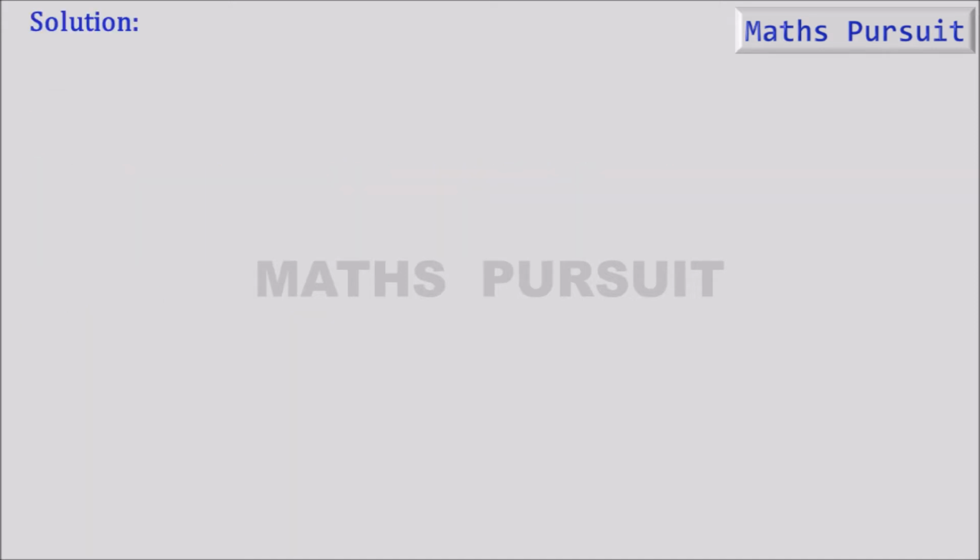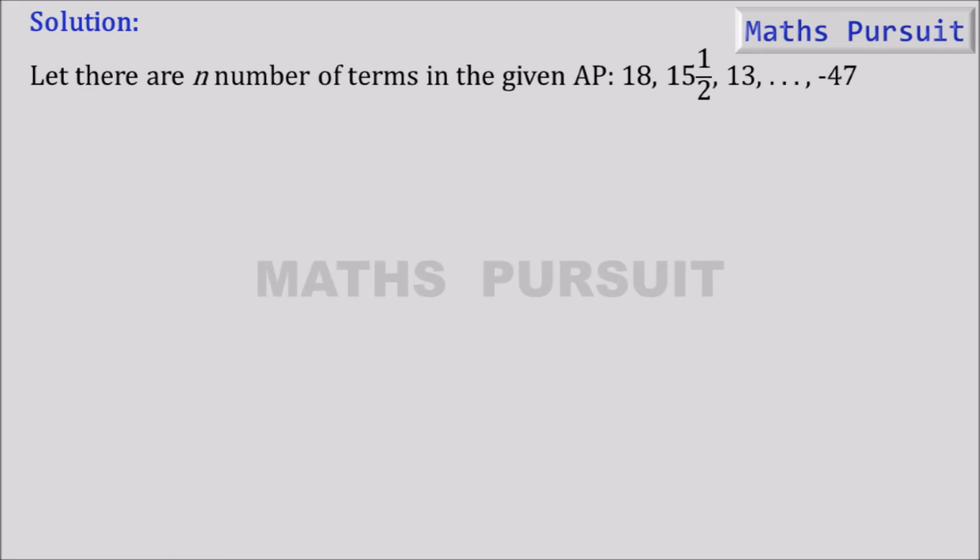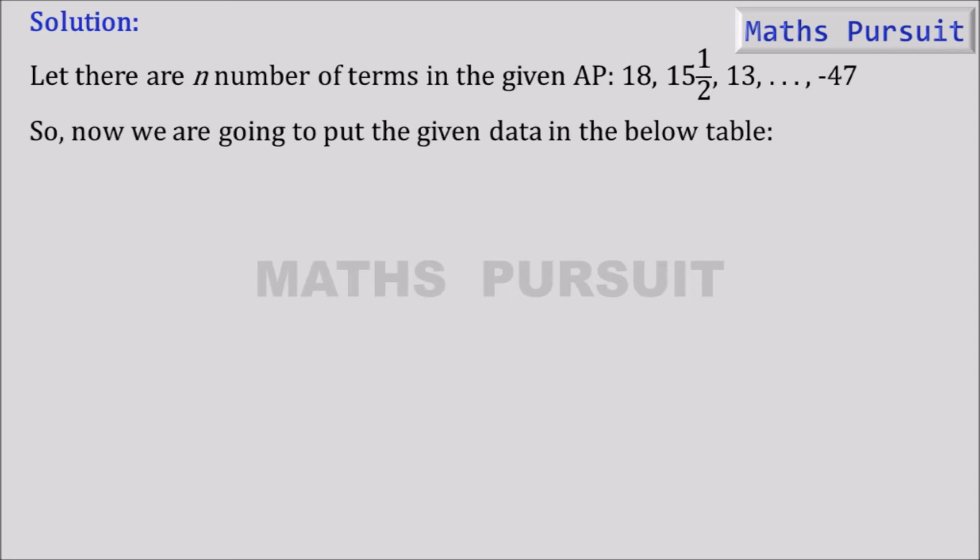Coming to the solution, let there be n number of terms in the given AP 18, 15 1 by 2, 13, minus 47. So guys, we are just assuming that there are n number of terms and we are going to find out this value of n. So now we are going to put the given data in the below table.